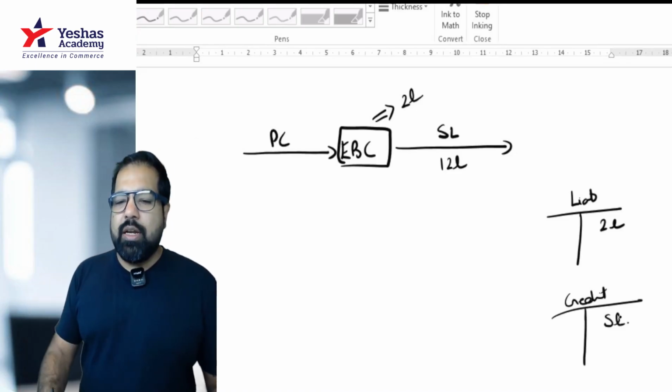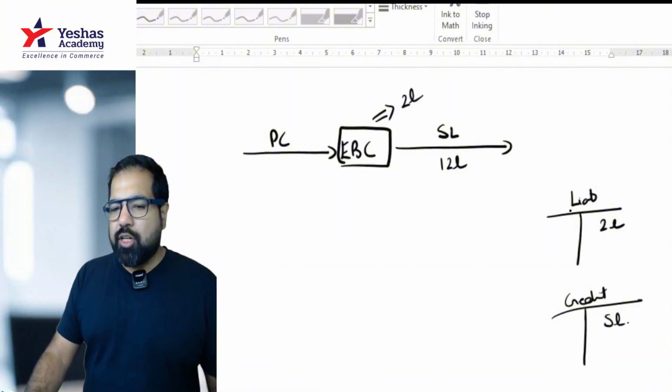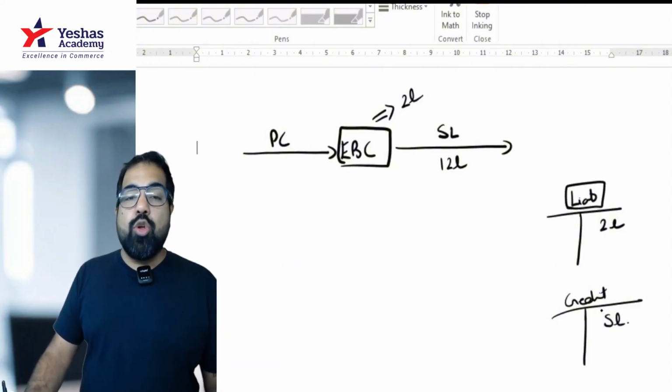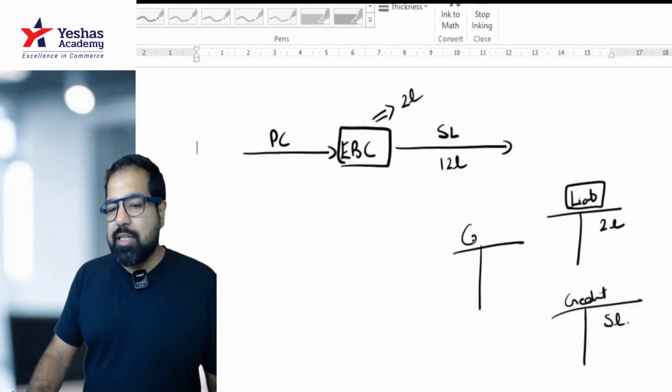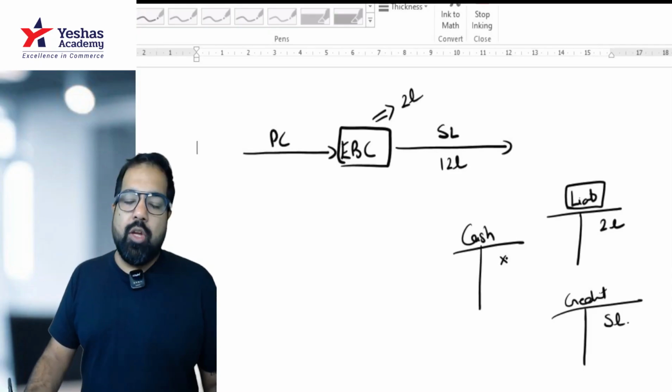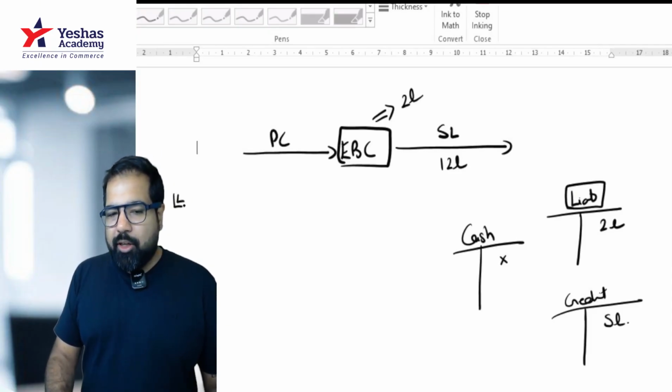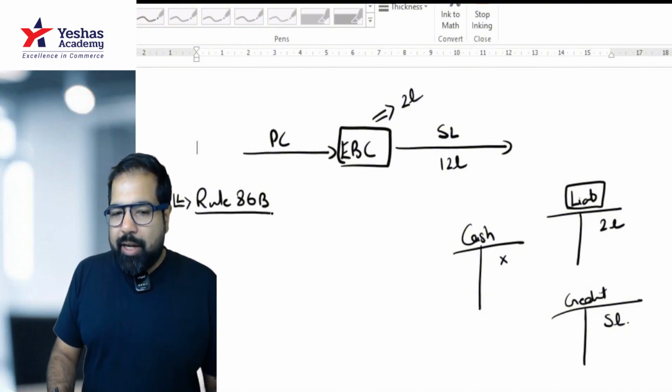This was the situation till the government realized that everyone is discharging their liability through the credit ledger. No one is paying through the cash ledger. This cash ledger is completely empty. So then what happened? The government started begging the people and they introduced a rule called Rule 86B, B for begging. I'll tell you what is in this rule.